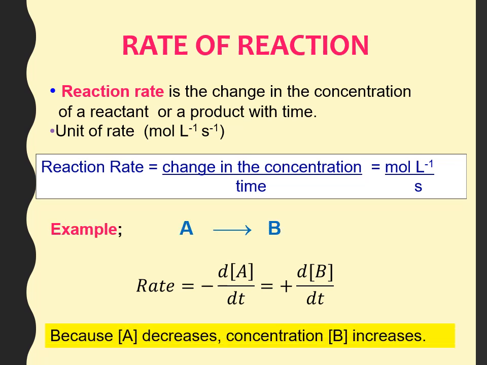Example, for a simple reaction A becomes B, the differential rate equation would be negative d[A]/dt equals positive d[B]/dt, because concentration of A decreases, concentration of B increases.